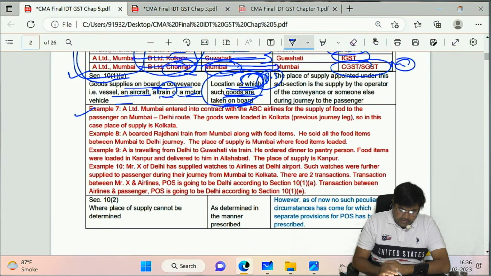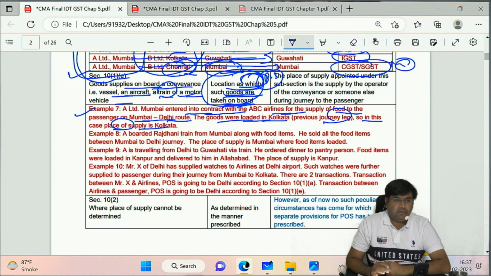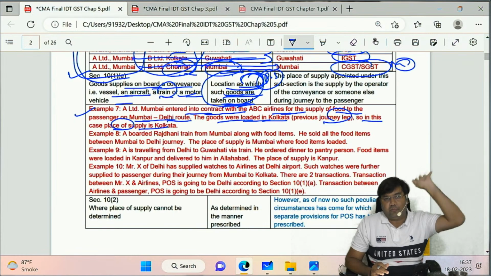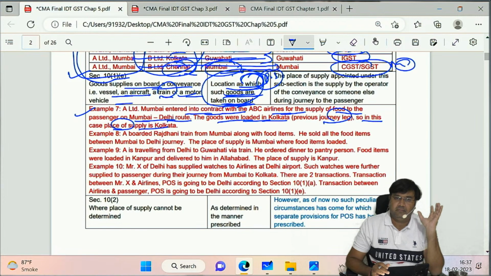Example 7. A Limited Mumbai enters into a contract with ABC Airline for the supply of food to the passengers on the Mumbai-Delhi route. The goods were loaded in Kolkata, in previous journey legs. So in this case, the place of supply is going to be Calcutta. Don't confuse yourself that my journey is from this location to this location. It doesn't matter. The provision is very simple: wherever the goods are taken on board, it may not be in the journey route. Doesn't matter.